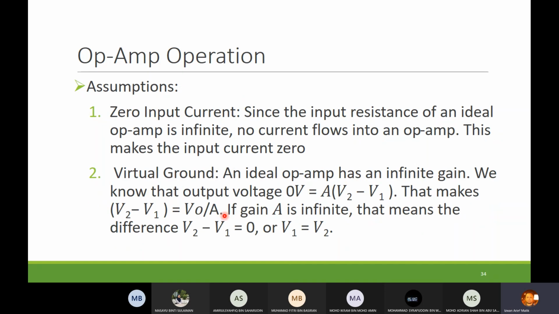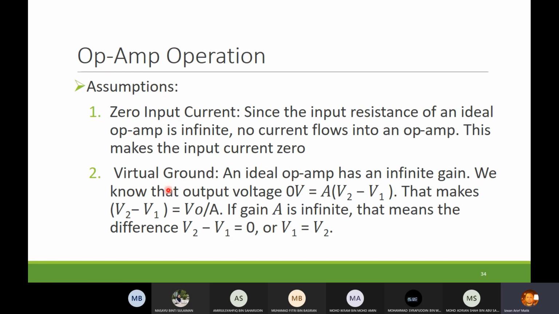So there are assumptions that have to be made in terms of the operation of the op-amp. The first assumption is zero input current. Since the input resistance of an ideal op-amp is infinite, no current flows into an op-amp. So this makes the input current zero.